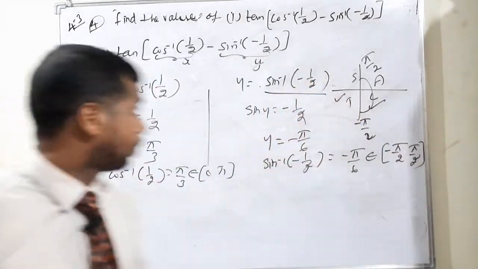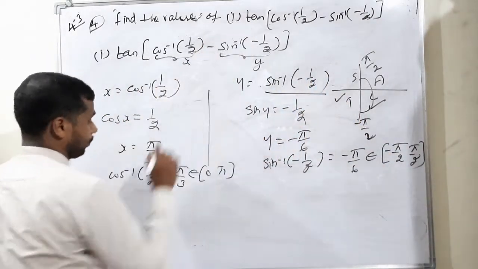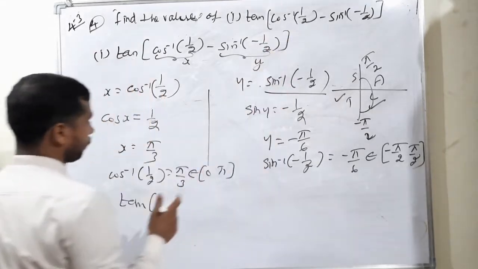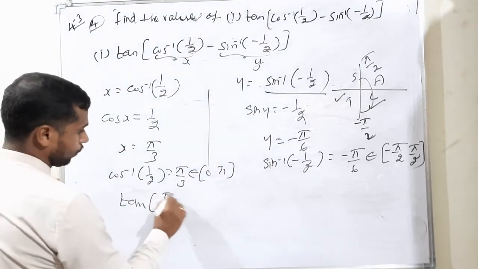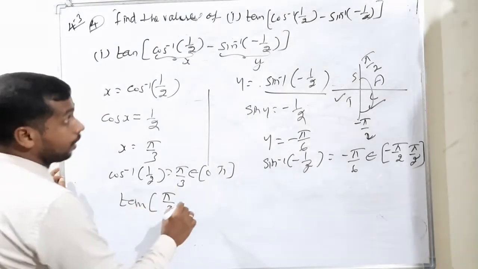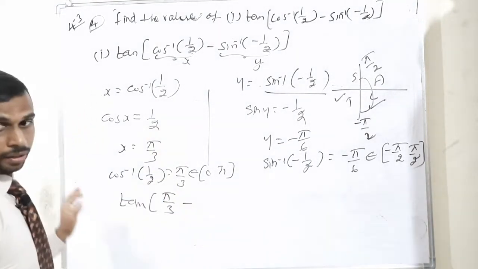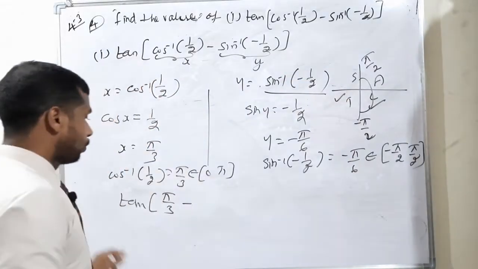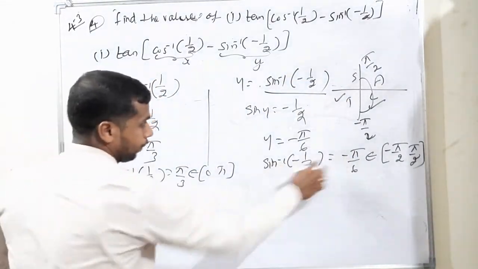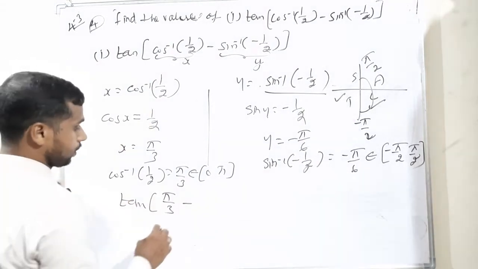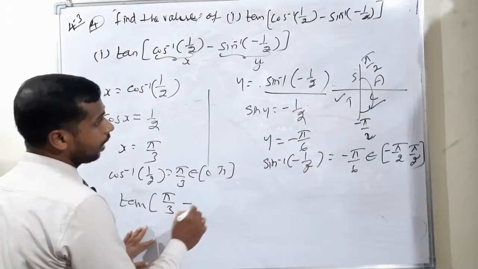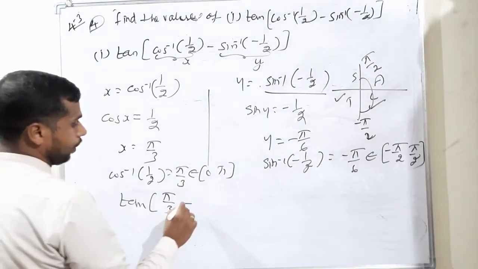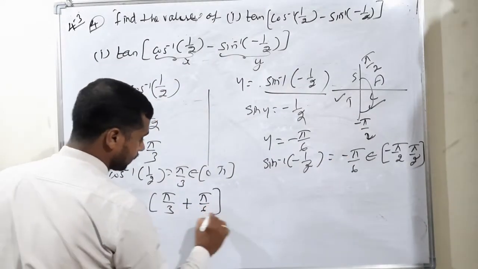But what is our main question? Tan of cos inverse of 1 by 2, what is the value? Pi by 3. The next one has a minus sign. Next is sine inverse of minus 1 by 2, which is negative pi by 6, isn't it? There is already a common minus there, and here also we have a negative answer. Therefore, positive pi by 6.